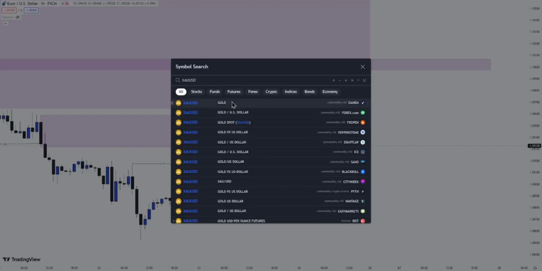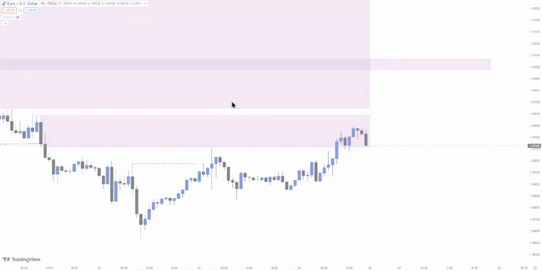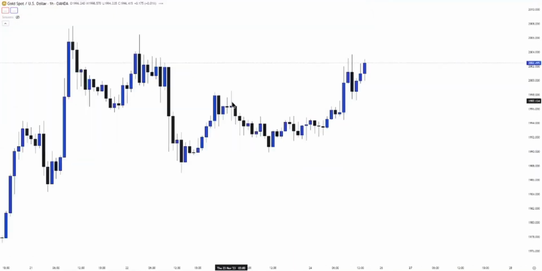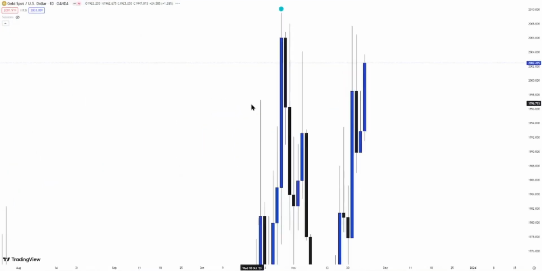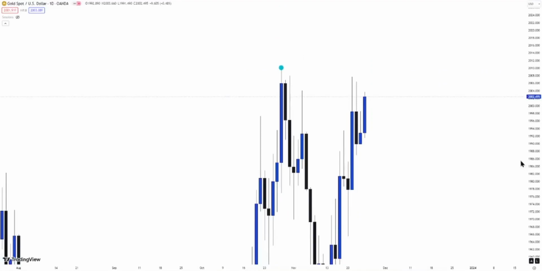Now this is gold, but first of all, let's get to the daily time frame. Now, daily time frame of gold. Let's see what is going on here.